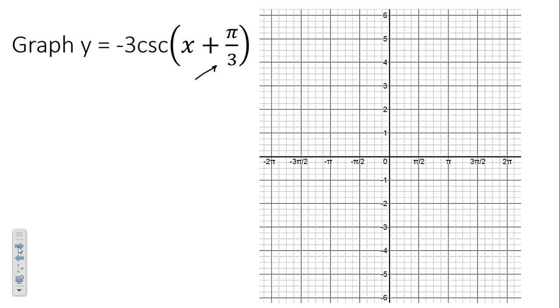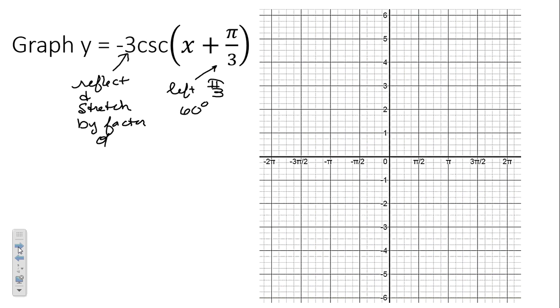Yep, left pi over 3, 60 degrees to the left. Stretch negative 3. So this is going to be a lot steeper, but reflect. And this graph paper is not good for this. It's better to not have the graph paper and create your own, because I didn't give you a left pi over 3. You can certainly put a left pi over 3.